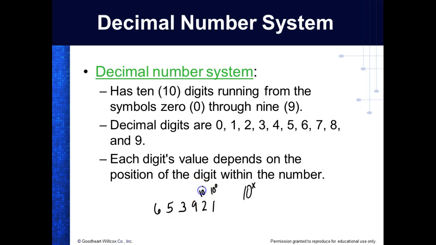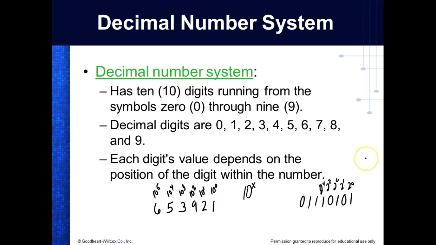Now this would be 10 to the first, this would be 10 to the second, this would be 10 to the third, this would hold the weight of 10 to the fourth, and this would hold the weight of 10 to the fifth. This is the way number systems work. So if I was dealing with a binary number system, I already know that this holds a weight of 2 to the 0, 2 to the first, 2 to the second, 2 to the third, 2 to the fourth, 2 to the fifth, 2 to the sixth, 2 to the seventh. A base 8 number system would hold weights of 8 to the 0, 8 to the first, 8 to the second.